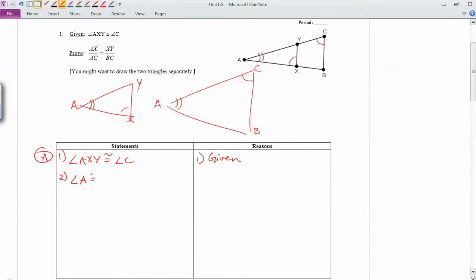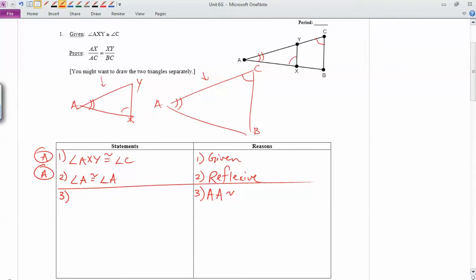So angle A is congruent to itself. So that's reflexive. So there's another pair of angles. So then that's enough to say, well then I know that this triangle and this triangle are going to be similar because of AA similarity. So in our proof, if I call the first one AYX, the way that I did it, it went from two curves to no curves to one curve. So this one would be ABC, two curves to no curves to one curve. So ABC.